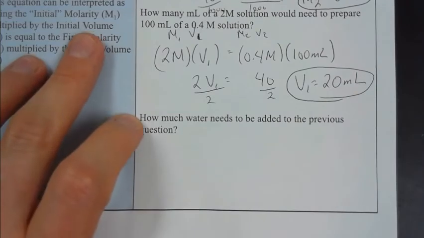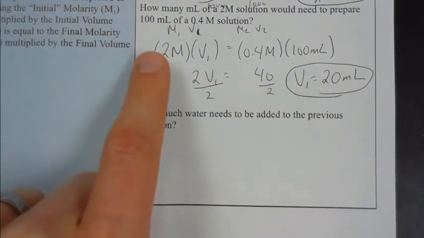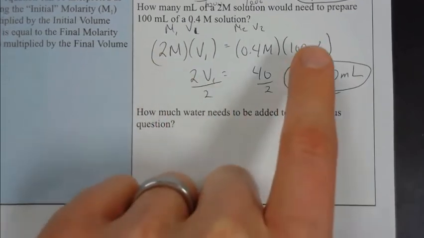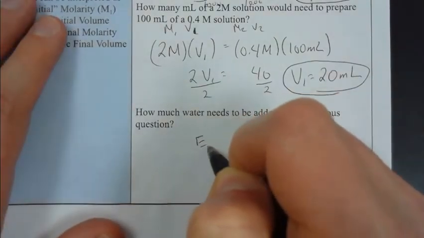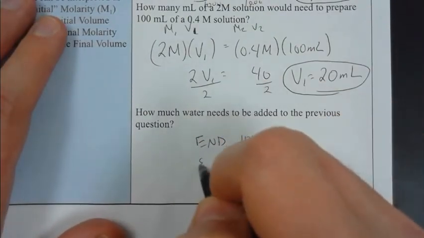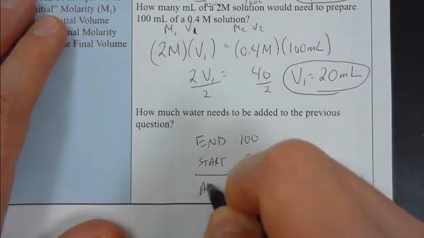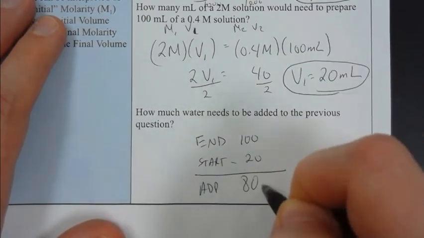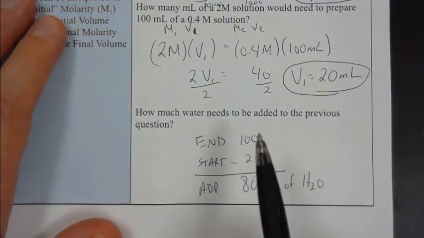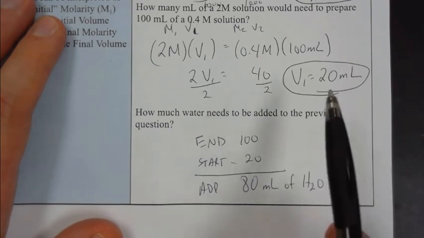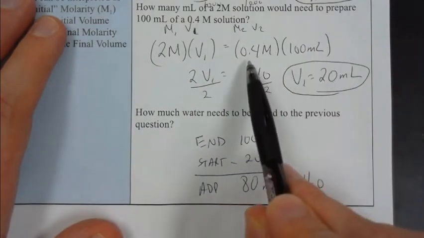Right? So how much water needs to be added for the previous question? If we start V1 with 20 milliliters of this higher concentration, and we want to end with a final volume of 100 milliliters, we start with 20, so how much do we need to add? The difference between the two is 80 milliliters of water, so that we end with a total final volume of 100. 80 milliliters plus the 20 milliliters of this 2 molar solution will give us that volume with that final concentration.